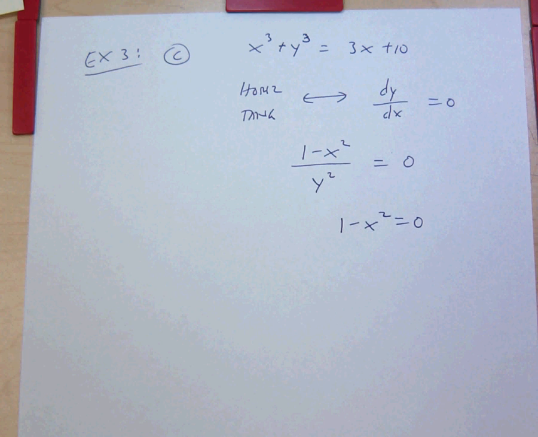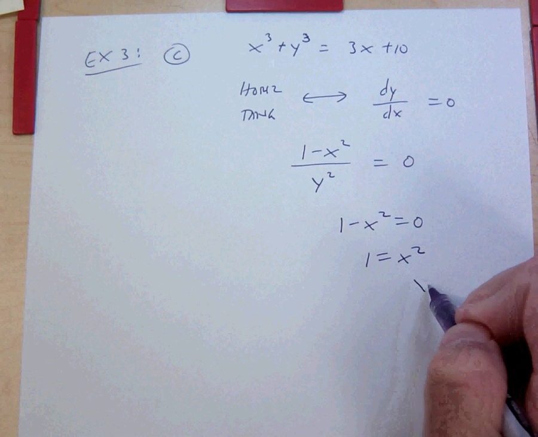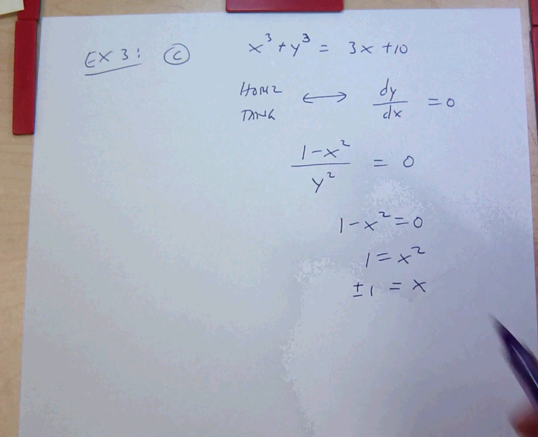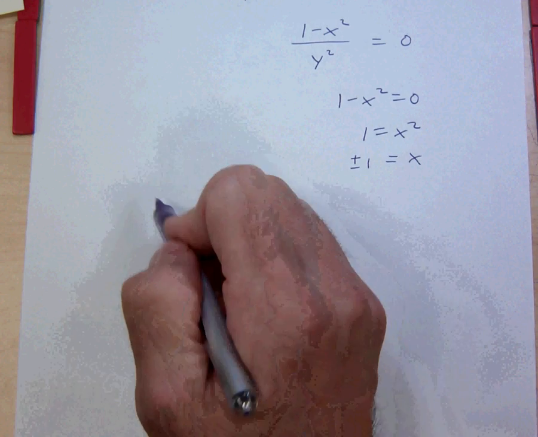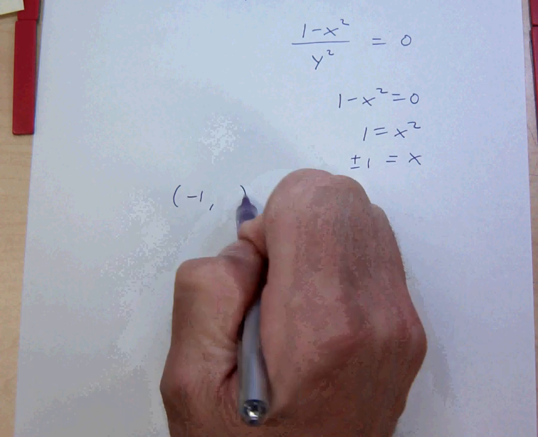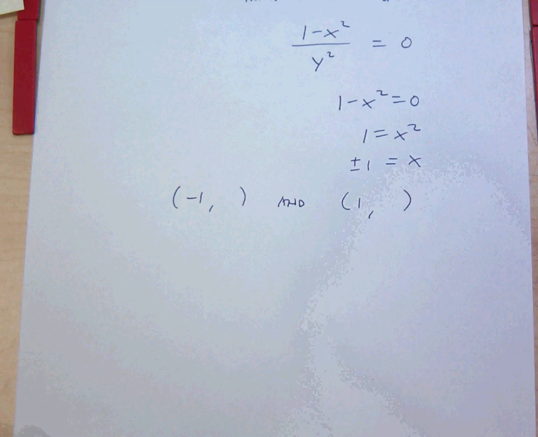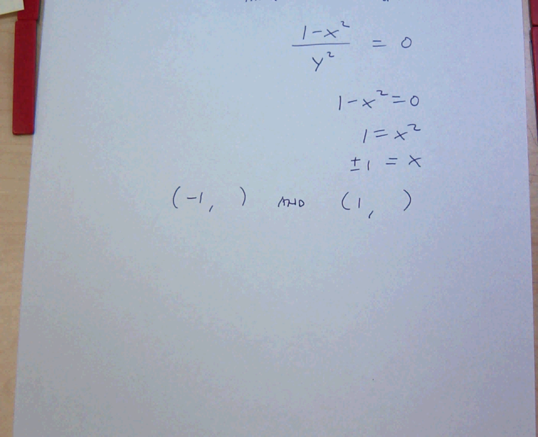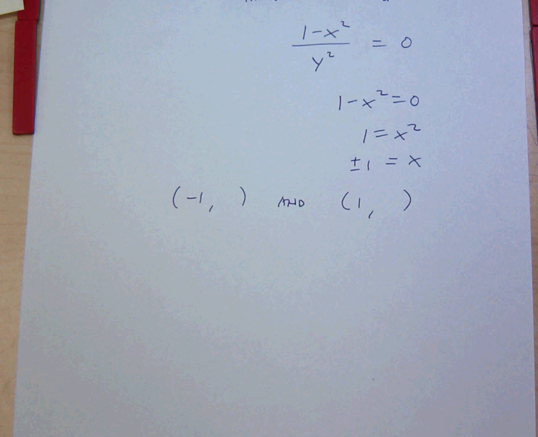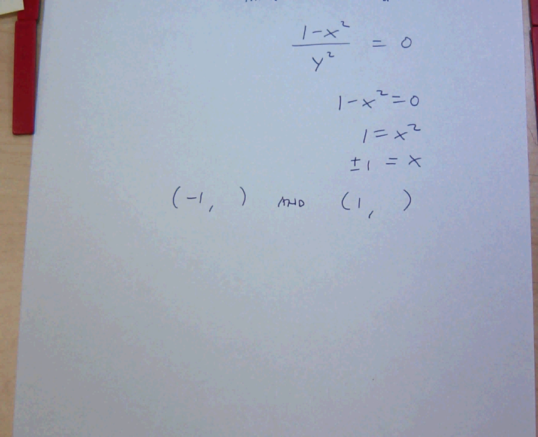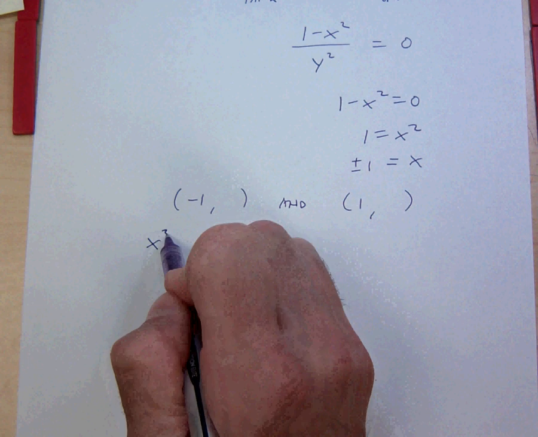Everybody agree? And by the way, if you solve for x, I think you'll all agree that it's positive or negative 1. Okay, so what that means is there may actually be 2 points on the original curve where we have a horizontal tangent line, right? So how do I find the y values for these points? Plug them into where? The original equation. These are points on the original curve, so plug them into the original equation.